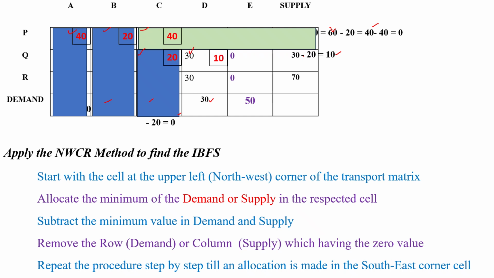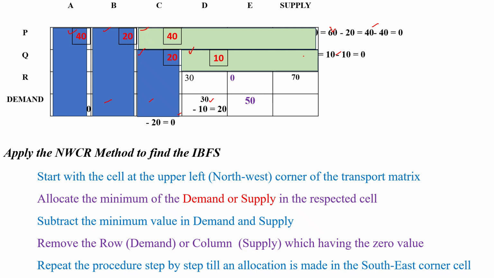So allocate the 10 here and subtract the 10 from the supply as well as the demand. Then supply will become 10 minus 10 equal to 0, and demand is 30 minus 10 equal to 20. Now we have to remove the row Q because its supply is 0.